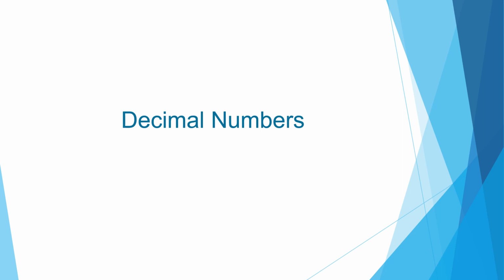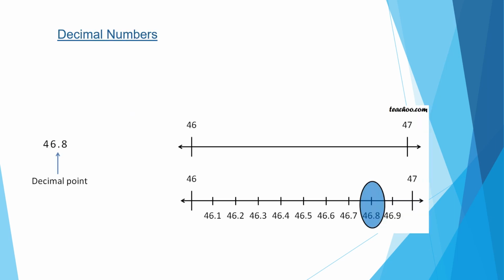Now next is decimal numbers. About decimal numbers you have learned in the 6th standard also. Let us look into that in detail. Decimal numbers are another form of expressing fractions. So decimal numbers are having whole numbers, decimal point and decimal number.